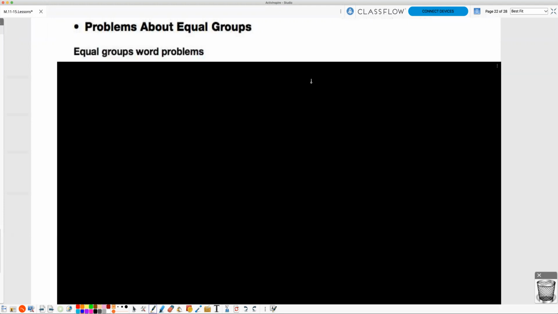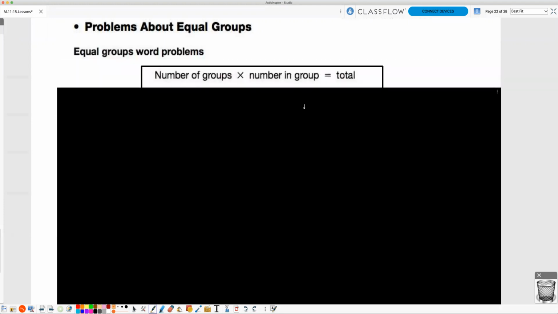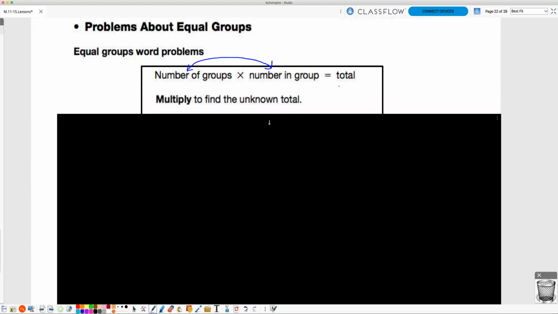Equal groups word problems can look like this. If you've got the pattern down, it is number of groups times the number in each group equaling a total. Don't forget that in multiplication you could flip-flop these around. The number in the group could be over here, and the number of groups could be over here, and it's still going to equal your total. But you need to multiply to find the unknown total.